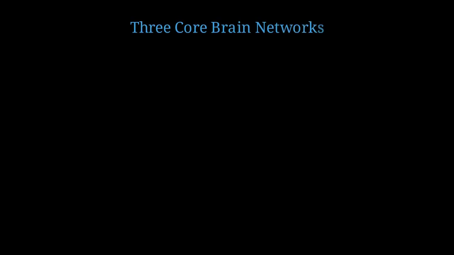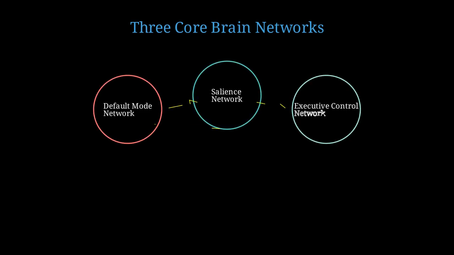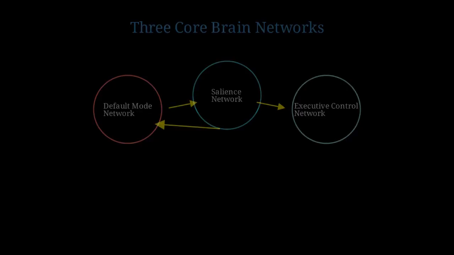Modern neuroscience has identified three primary brain networks that are crucial for inventive thinking. These are the default mode network, the executive control network, and the salience network. These three networks form a dynamic system. The default mode network is associated with spontaneous thought and mind wandering. The executive control network handles focused attention and logical reasoning. The salience network acts as a switch between the other two.